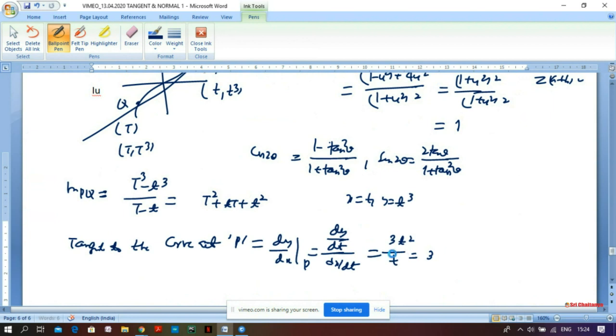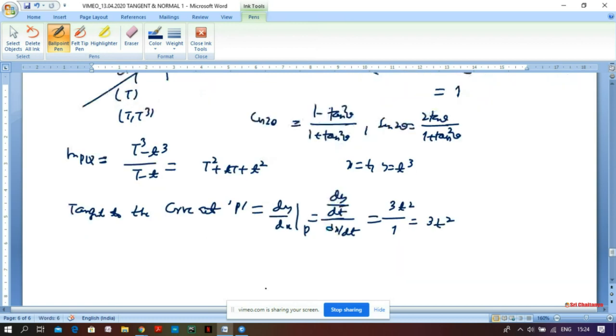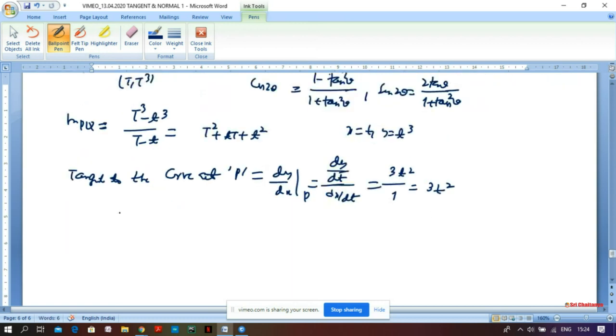This is just 1. Let me erase this so you can have it. Yes, that's good. 3t squared upon 1, so that is 3t squared. So we find that these two must be equal because they're the same line. So t squared plus tT plus T squared is 3t squared. That gives you T squared plus tT minus 2t squared is 0.